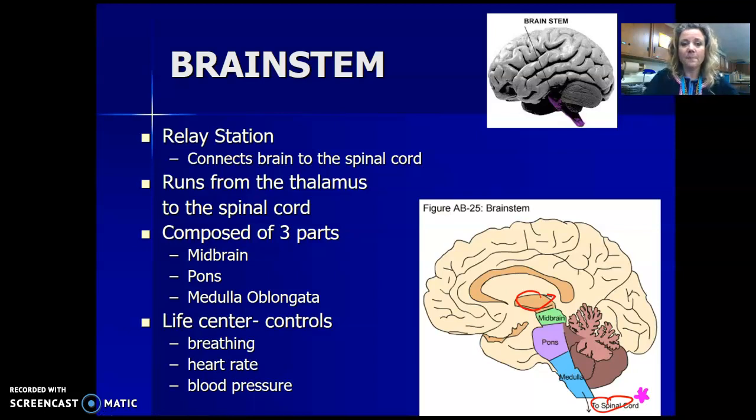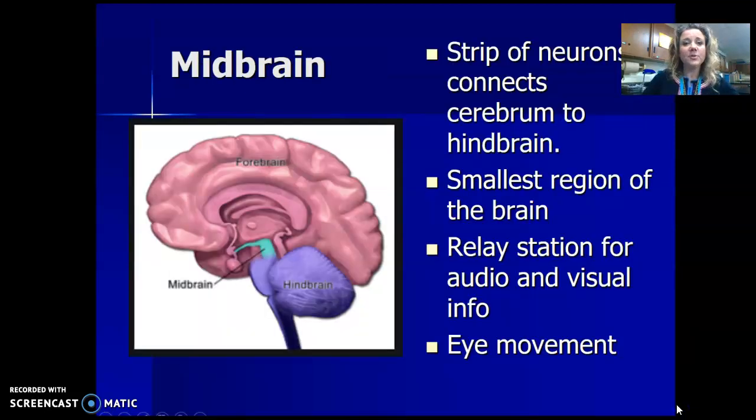The brainstem is largely the life center. It's going to control such activities as breathing, heart rate, and blood pressure. Let's first talk about the midbrain. It's a very small part of the brainstem, as you can see in this picture.